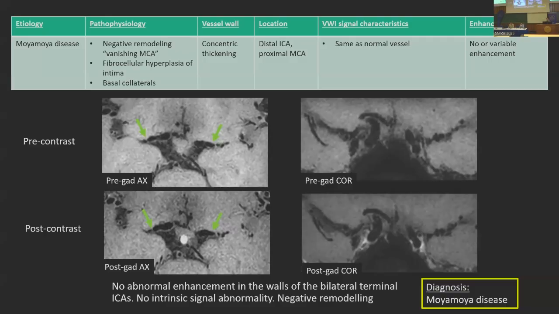In classical Moyamoya disease, there is a vanishing MCA, there's a tapering and occlusion of the terminal ICAs with concentric wall thickening. It's either no enhancement or variable enhancement, depending on which author you read. In this particular case here, there was no enhancement of the wall. So we think this is more likely to be Moyamoya disease.